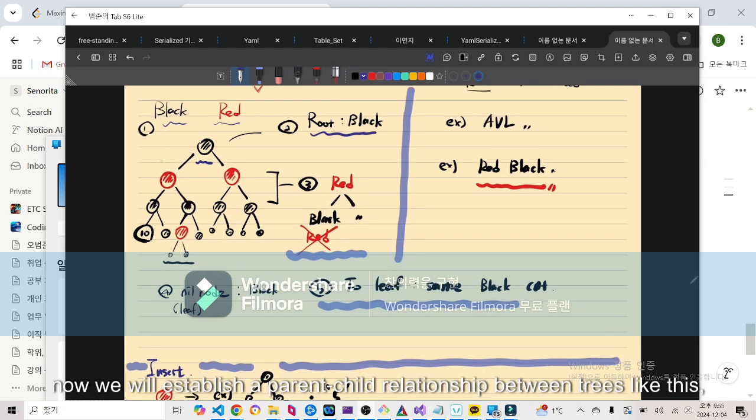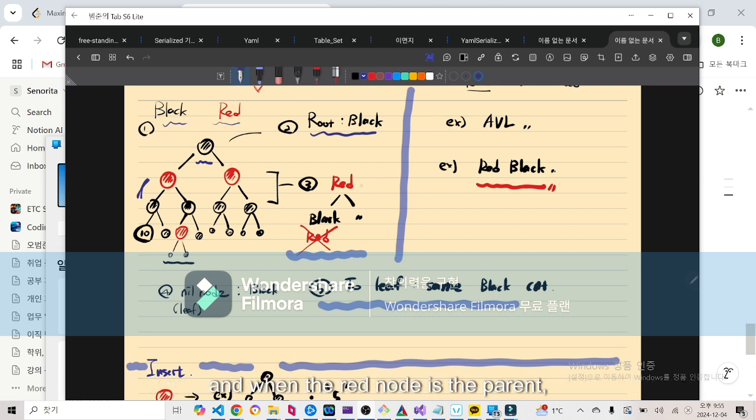Also, we establish a parent-child relationship between nodes, and when a red node is the parent, the child nodes must be black nodes. There should be no red node under a red node. Now, the last ones are usually called leaf nodes. This is a concept that exists in trees: the bottom nodes in the tree we usually call leaf nodes, and these leaf nodes should always be black.